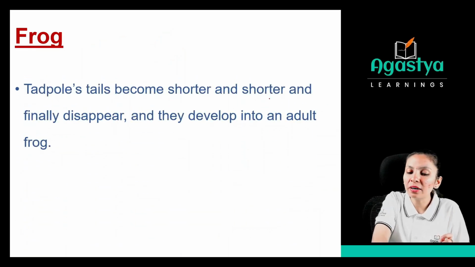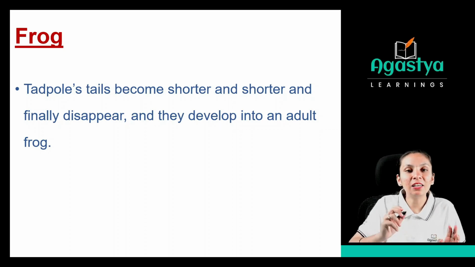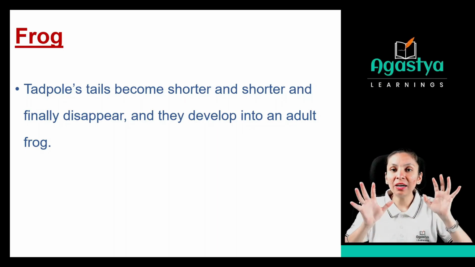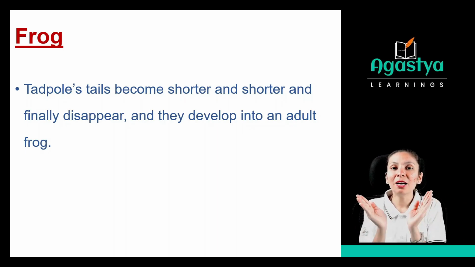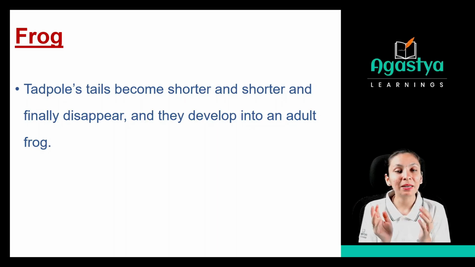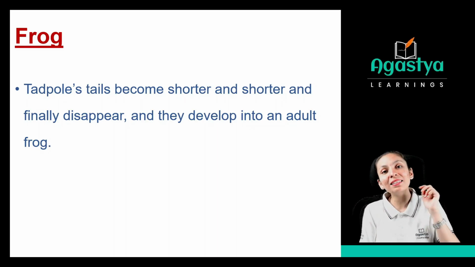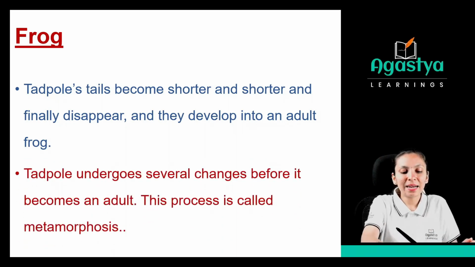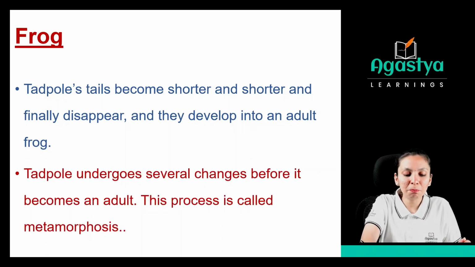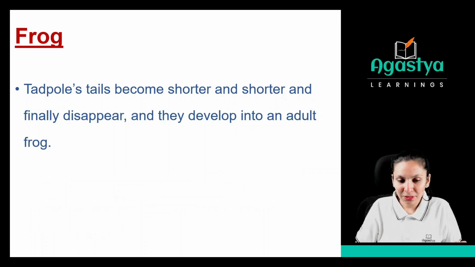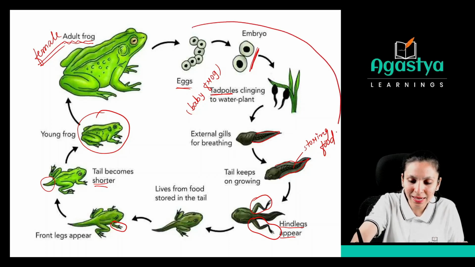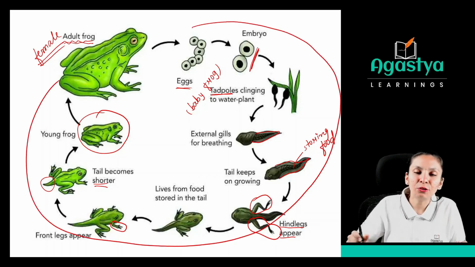Tadpoles' tails become shorter and shorter and finally disappear, and they develop into an adult frog. So the back legs will be developed, but as the front legs are developed, the tails will become shorter, and after some time it may disappear, right? And this frog will become an adult frog. See, this tadpole undergoes several changes before it becomes an adult. As we have seen in this image, they go through so many stages, right, to become an adult frog.